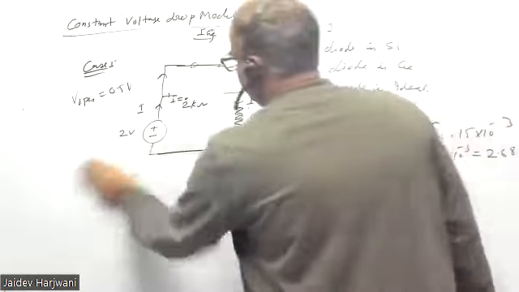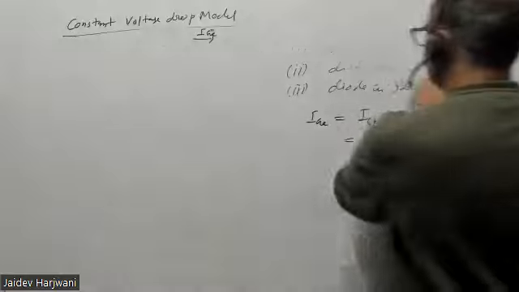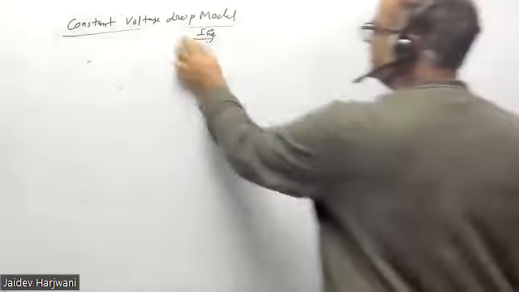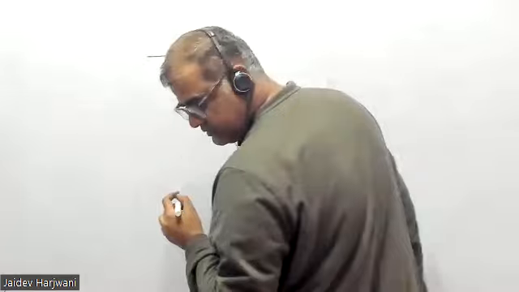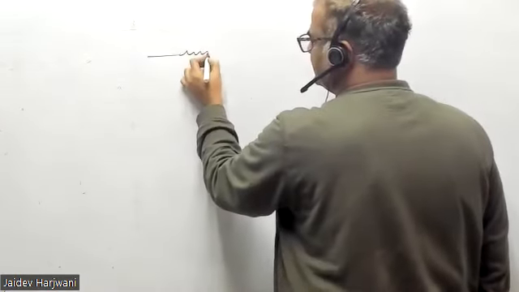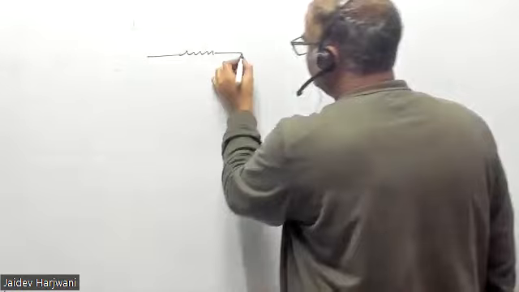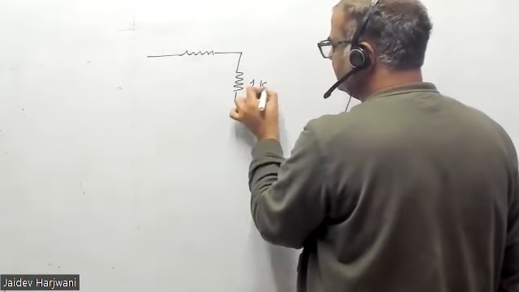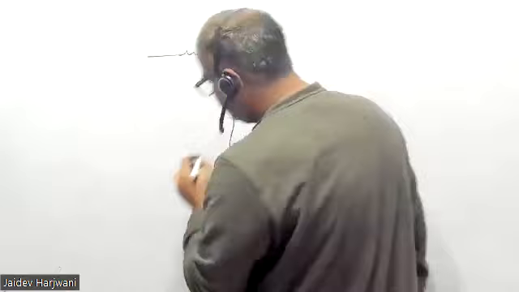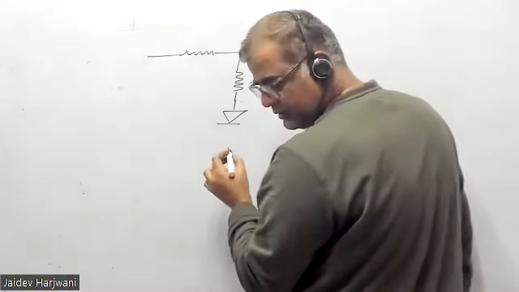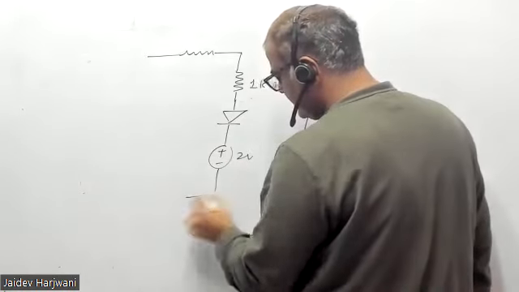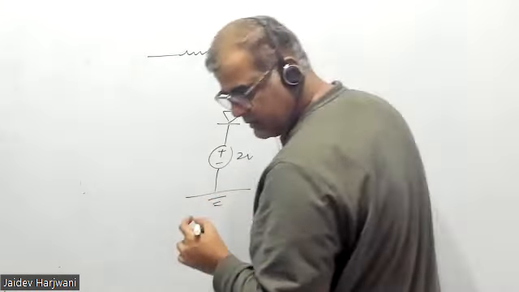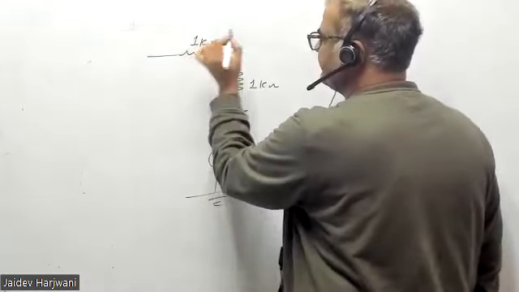Now let us do one more problem, and then tomorrow we'll continue with the next model, the piecewise linear model. Say I am giving you this circuit. You have a resistance here, a 1 kilo ohm, and here you have a diode with a 2 volt source. This is grounded, and here is a 1 kilo ohm.